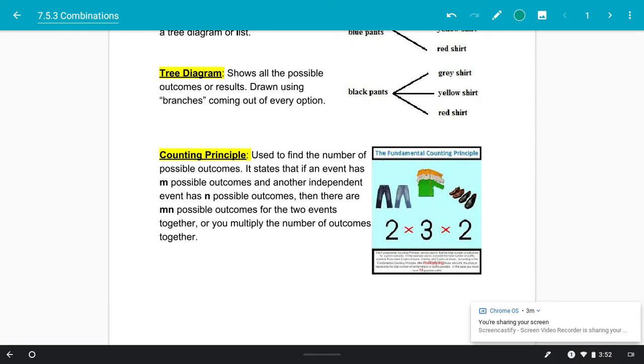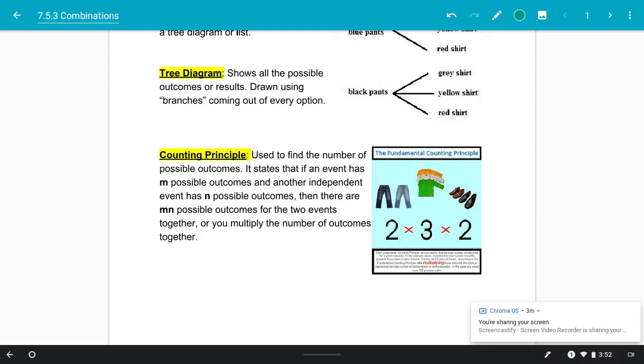So what we can do when we're looking for how many combinations for bigger sample spaces is we can use what's called the counting principle. This is used to find the number of possible outcomes. It states that if an event has m possible outcomes and another independent event has n possible outcomes, then there are m times n possible outcomes for the two events together. Or you simply multiply those number of outcomes together.